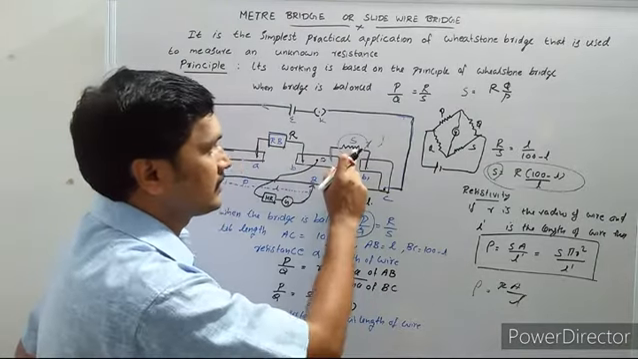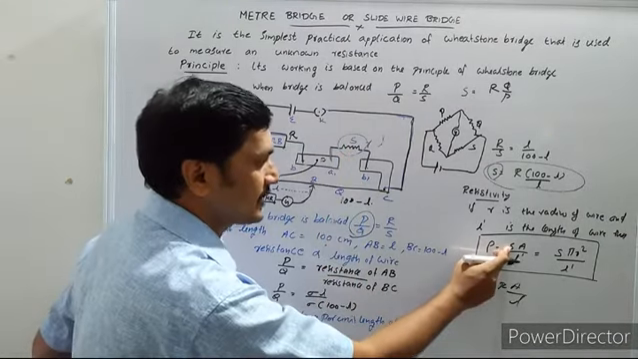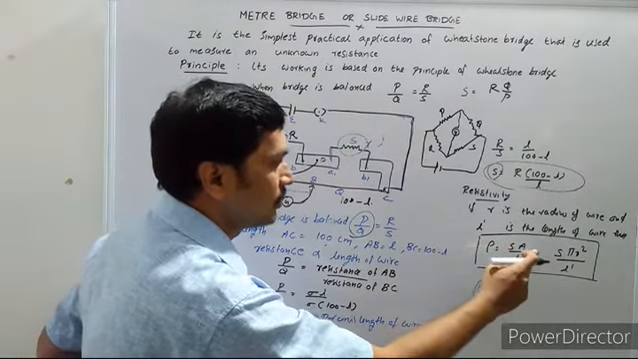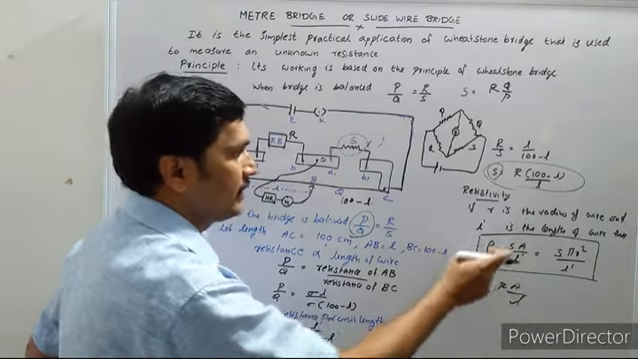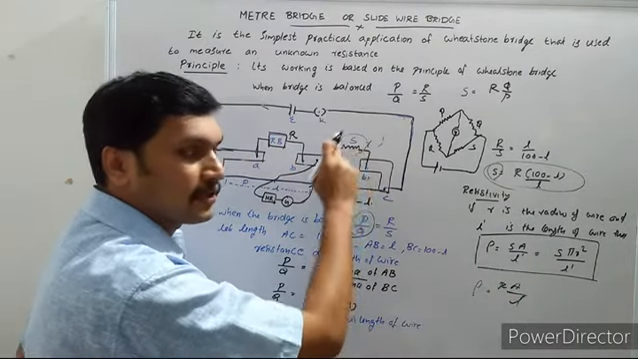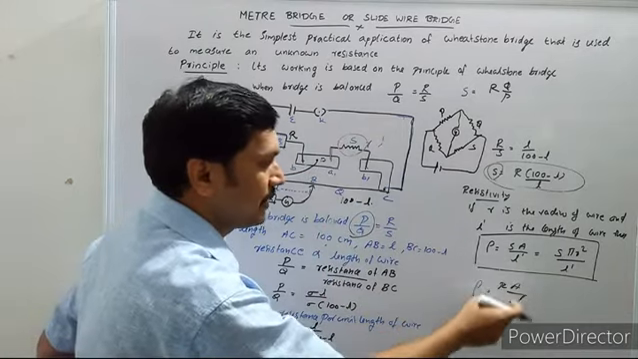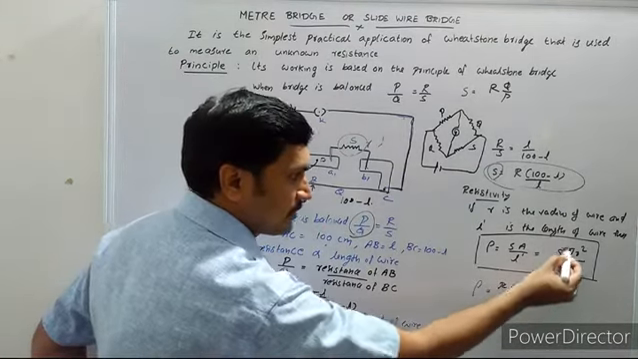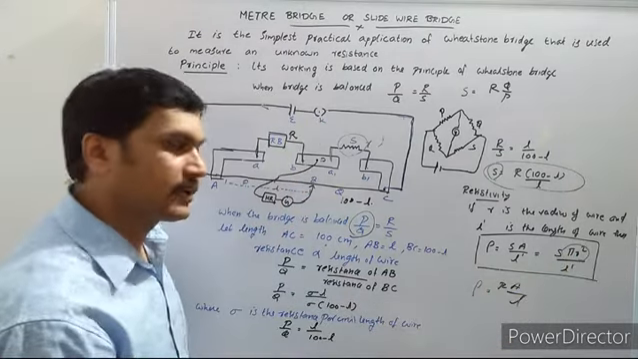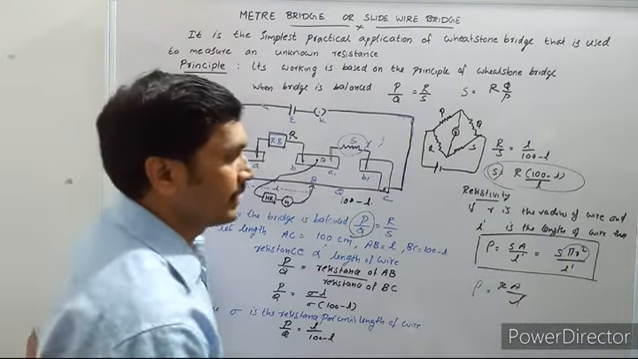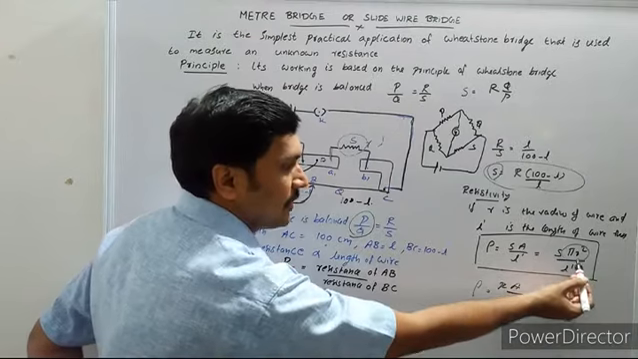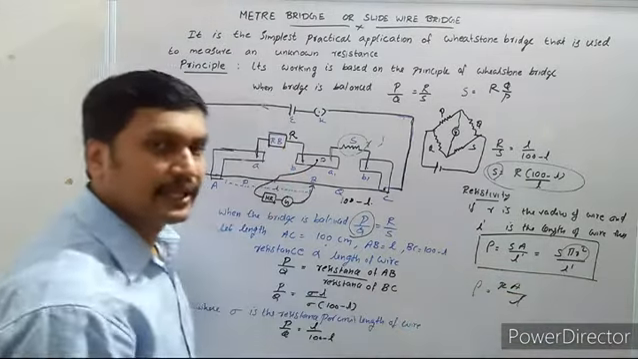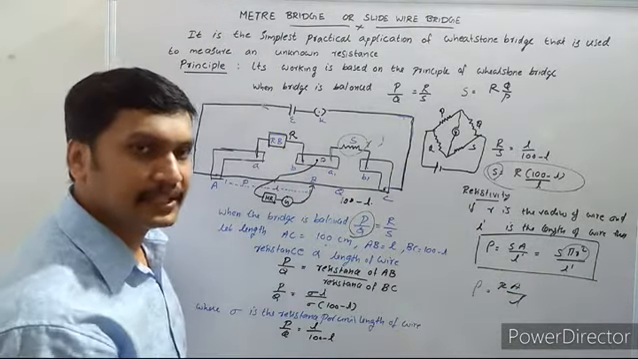Here the resistance of this wire we have taken as S, so it is S into A. What is A? A is the cross-sectional area of this wire, divided by the length of this wire. Once we know the radius, the cross-sectional area is pi r square. So resistivity is the resistance into cross-sectional area divided by length. That's the resistivity of that material.